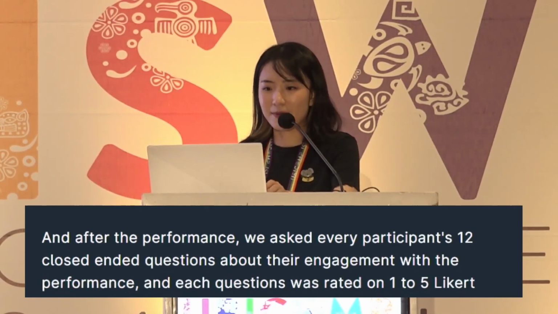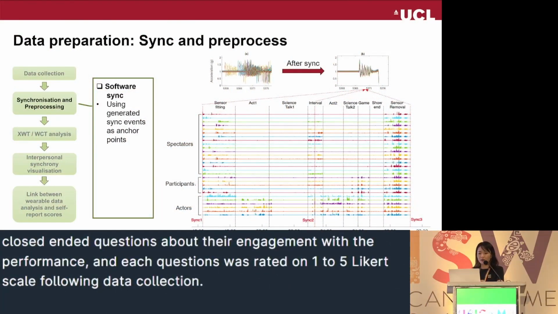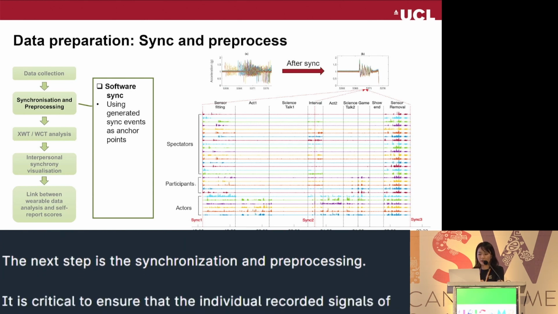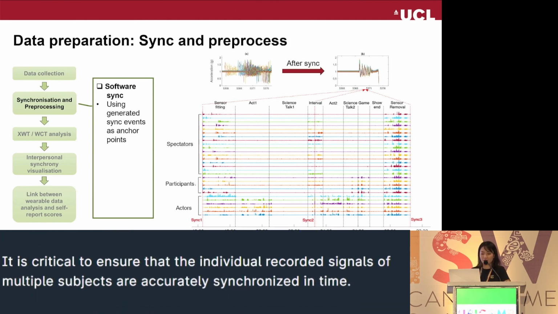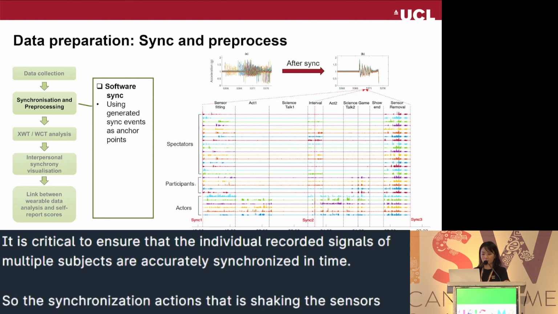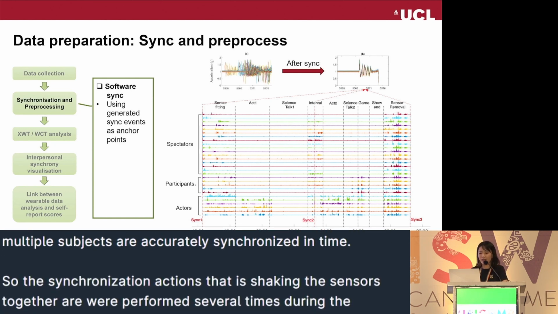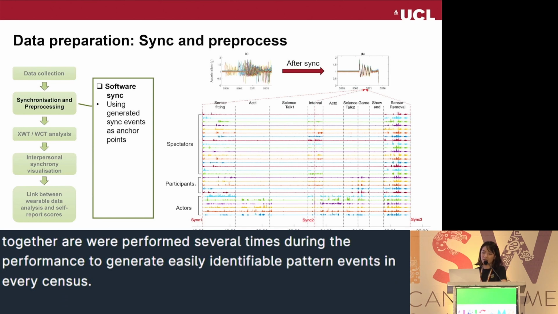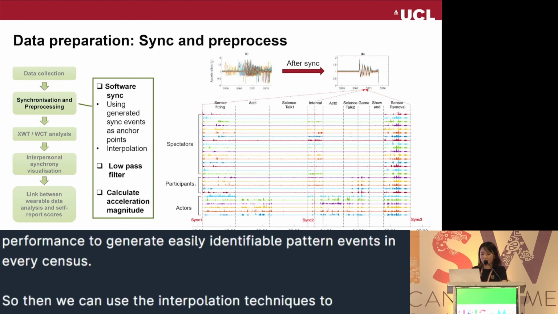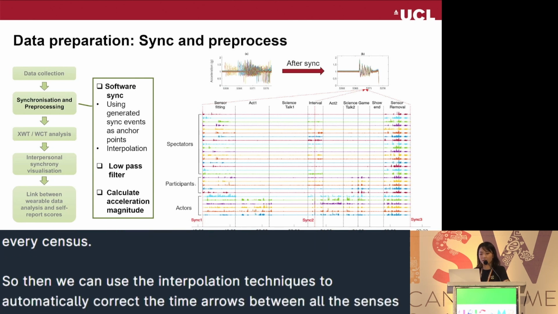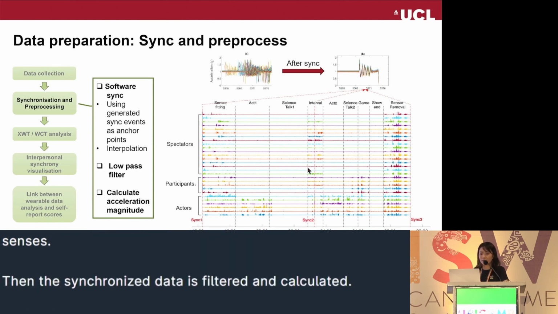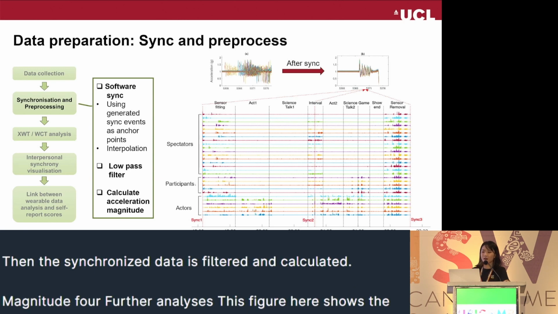Following data collection, the next step is synchronization and pre-processing. It is critical to ensure that the individual recorded signals of multiple subjects are accurately synchronized in time. So the synchronization actions, that is shaking the sensors together, were performed several times during the performance to generate easily identifiable pattern events in every sensor. Then we can use interpolation techniques to automatically correct the time errors between all the sensors. Then the synchronized data is filtered and the magnitude calculated for further analysis. This figure here shows the synchronized data between the 27 subjects for the performance.